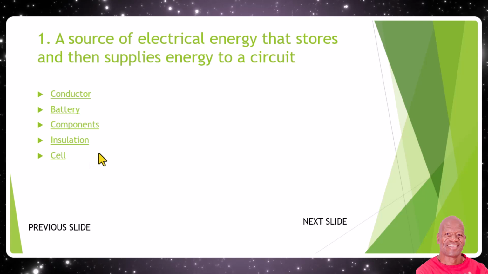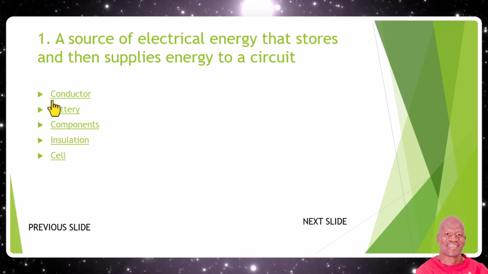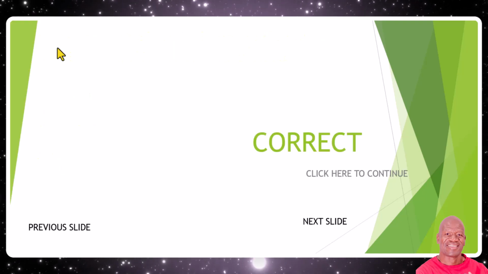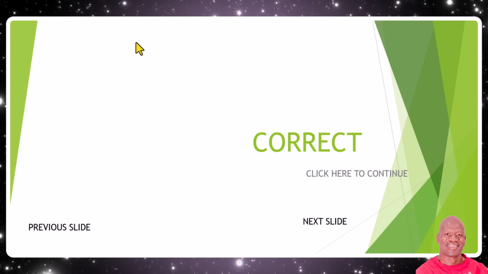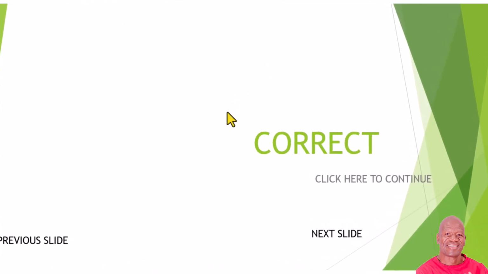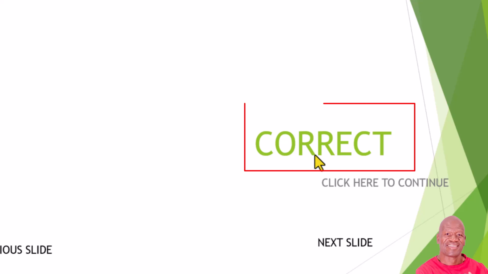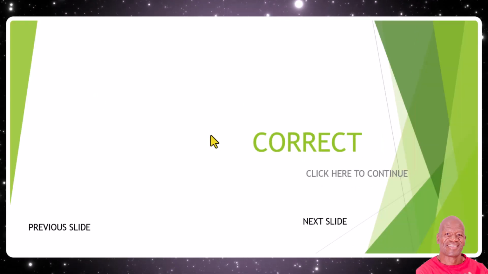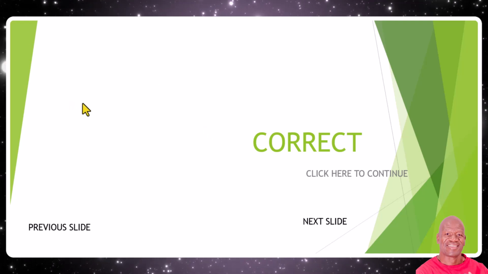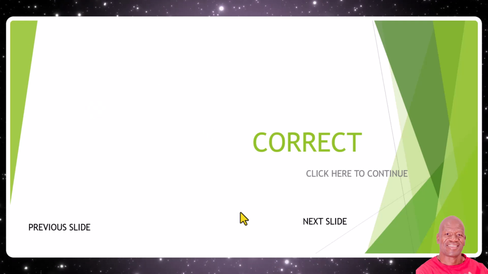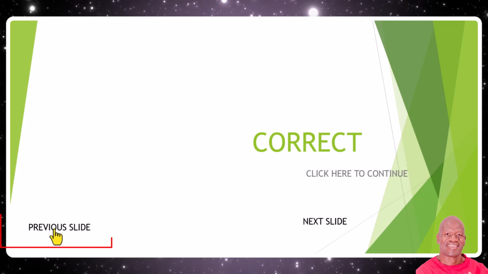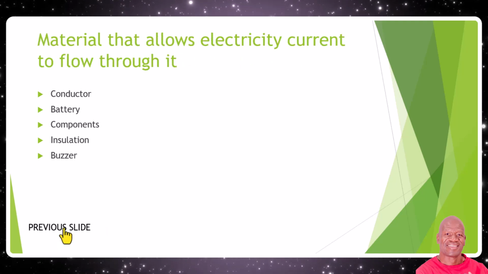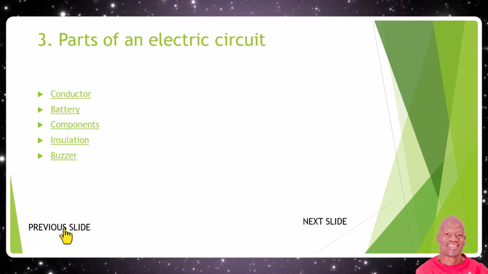For instance, if I choose the correct answer, I'm going to say this is called a cell. Now it takes me to a slide that indicates the answer I have chosen is correct. This slide has been linked to the previous one that had the question. If I click on the previous slide, it takes me back to the previous slide, as you can see happening.